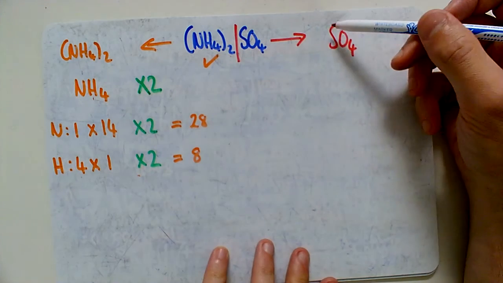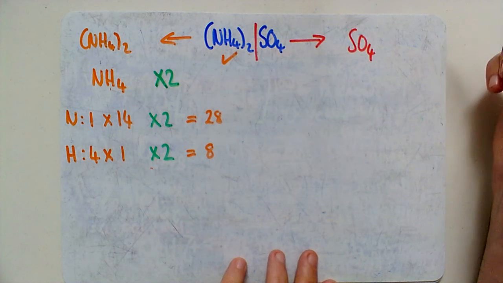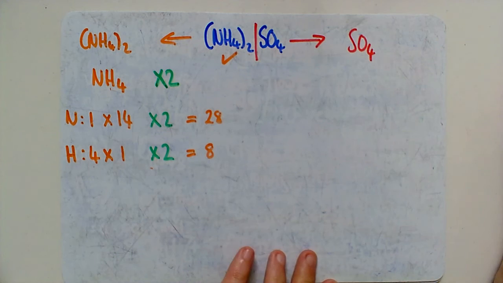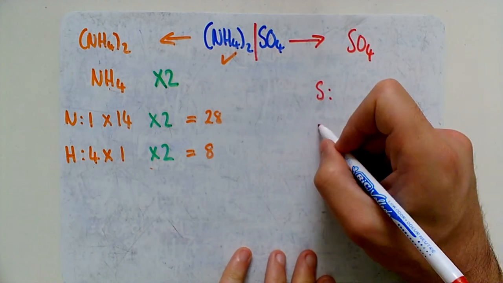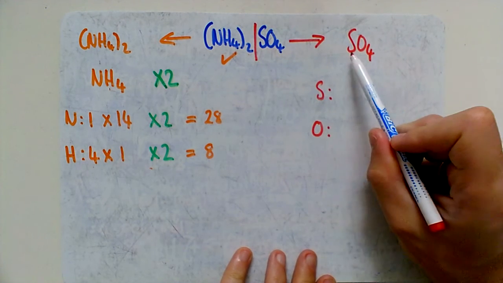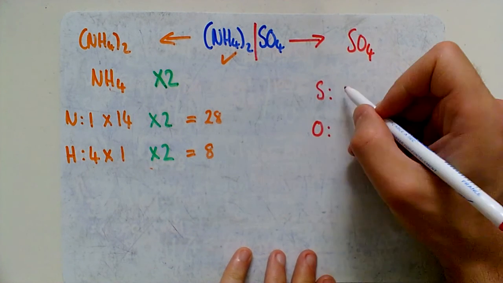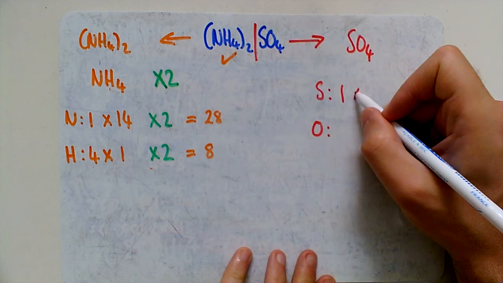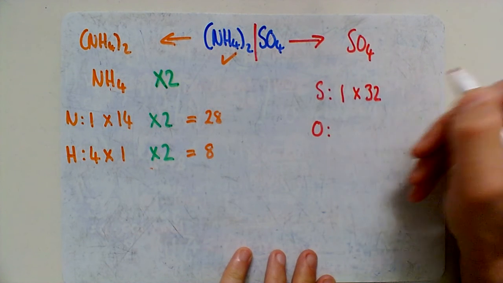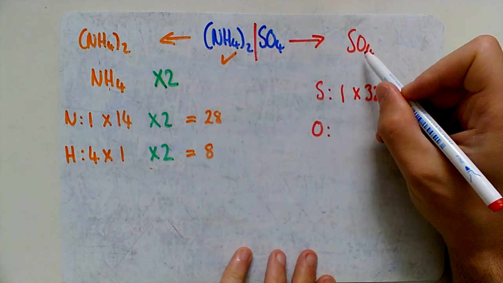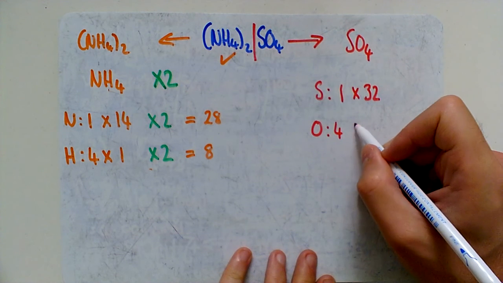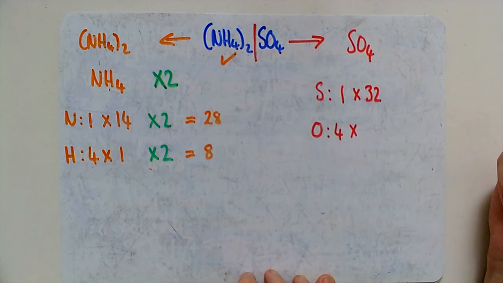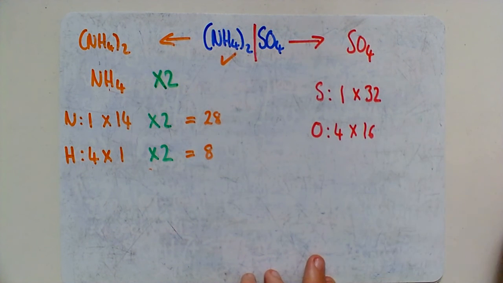Now we've got sulfate to deal with. No bracket, so we don't need to do anything else. We just treat it like we would anything else. We know that it's got a sulfur in it, and we know it's got oxygen in it. Sulfur, no number after it, so that means there's 1 of it. If we look up the data booklet, sulfur has a mass of 32. Oxygen has a 4 after it, so we know there's 4 of them. And if we look up the data booklet, oxygen has a mass of 16.